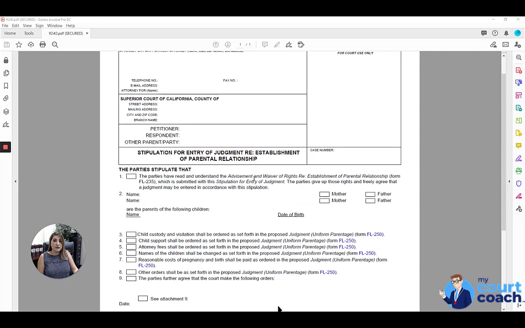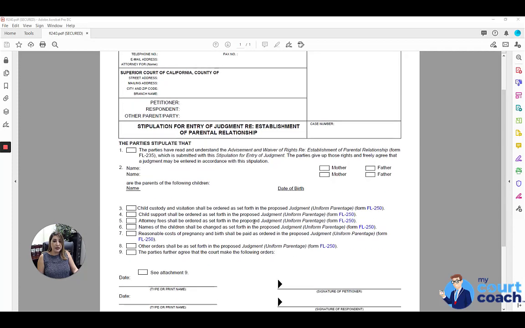You would use this form if you have reached a written agreement with the other party with respect to the establishment of paternity. So first, you want to mark that the parties have both read and understand the advisement and waiver of rights regarding establishment of parental relationship. So mark box one. Then you want to list each party's name and identify that party as either the mother or father. And then you want to list the name and birth dates of the following children that these parties are agreeing that they are the mother and father of.